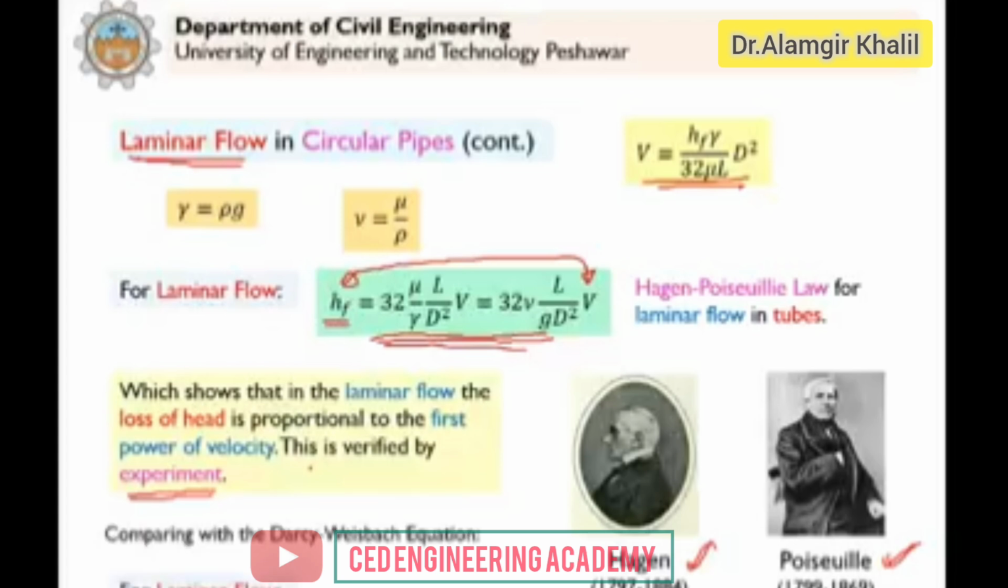Now when we compare this HF with the Darcy-Weisbach equation, we get an equation for the friction factor. We get that F is equal to 64 by R, where R is the Reynolds number. So you apply this equation to calculate HF, or you apply this equation to calculate F, and you will get the same value for HF. F coming from here, you put this F in the Darcy-Weisbach equation and calculate HF. You will get the same value as this HF when the flow is laminar.